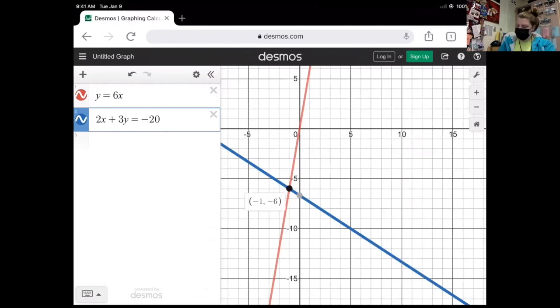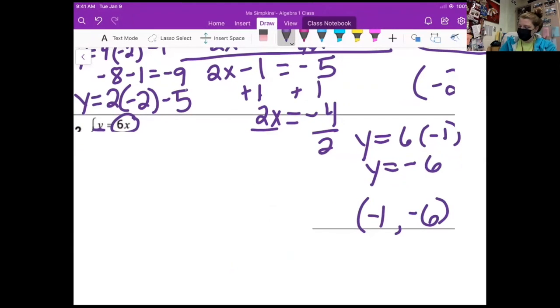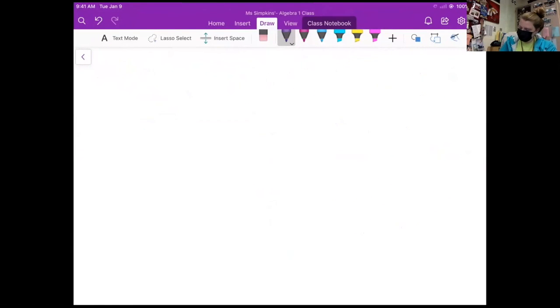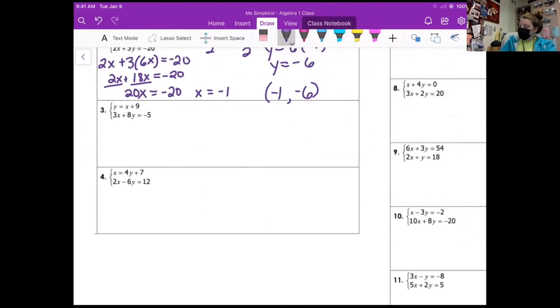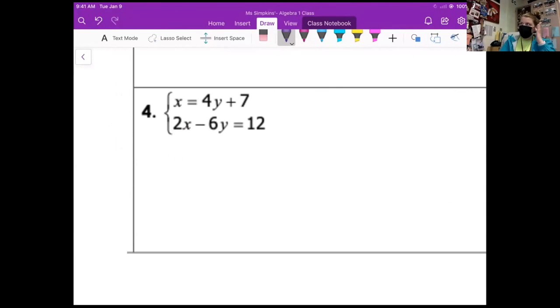Want to try another one? Yes. Number 4. I know I skipped number 3 for a reason. I really thought it was gonna be that hard. It's not horrible. It's not the hardest thing. Okay, number 4. Number 4 says x equals 4y plus 7. And the second equation says 2x minus 6y equals 12.